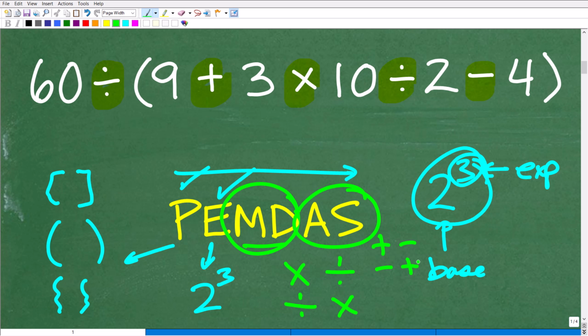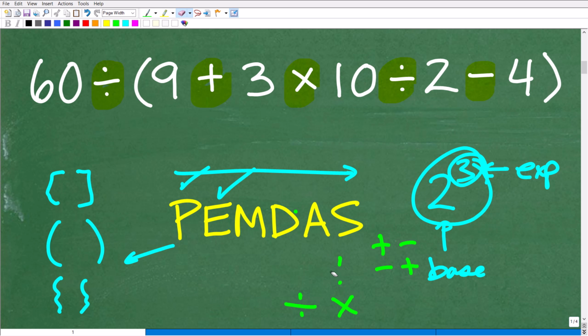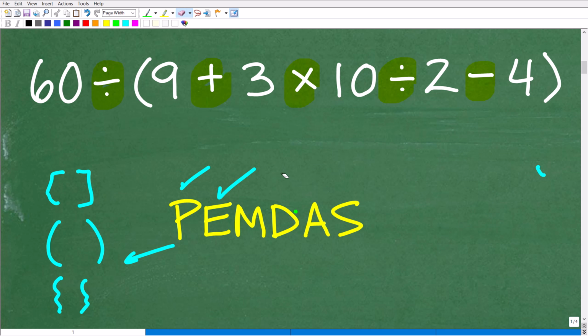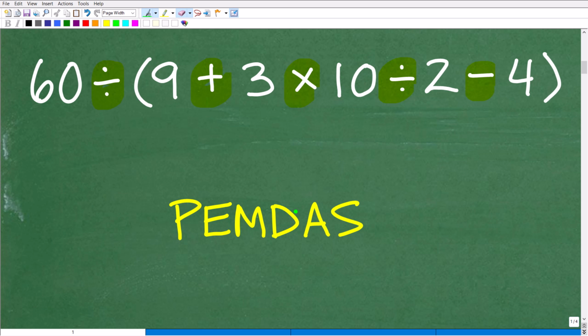Okay, so that is PEMDAS, the order of operations. And again, this is a very important basic math concept that a lot of students really don't know as well as they think they know it, right? They're like, oh yeah, you hear this all the time as a math teacher. I know that, I know that. Yes, I know what PEMDAS is. Well, you really don't understand it as well as you do.